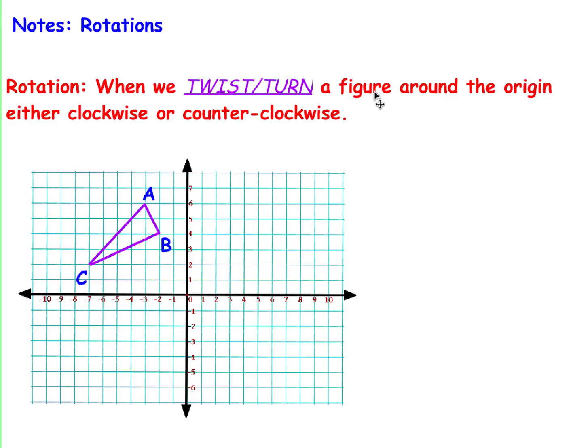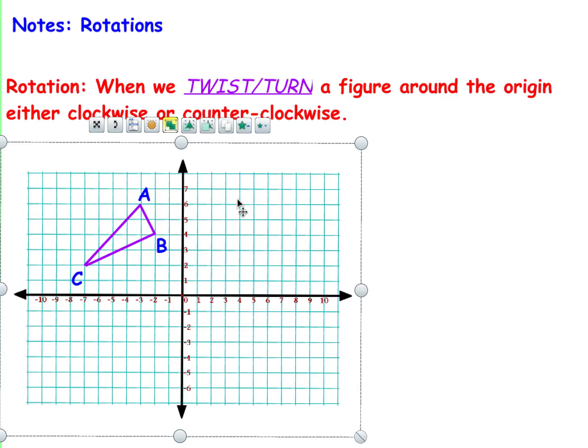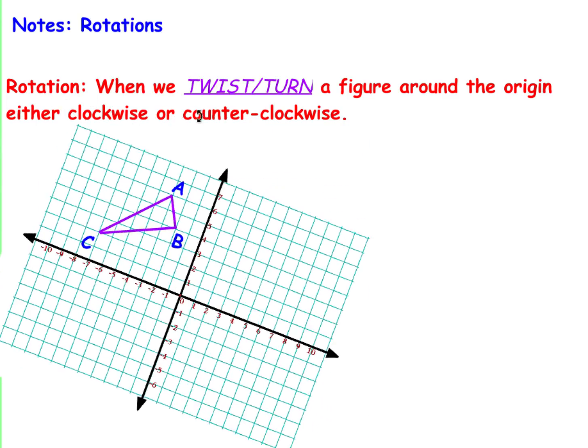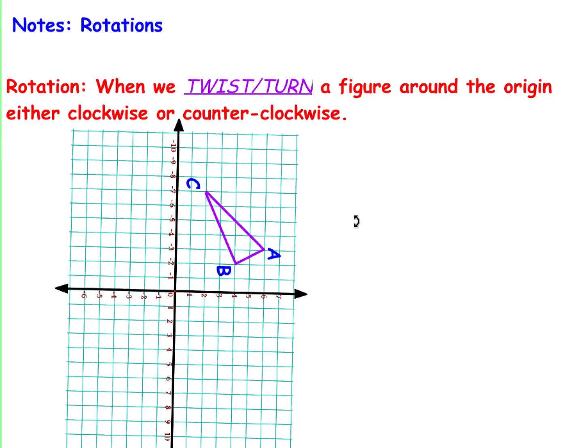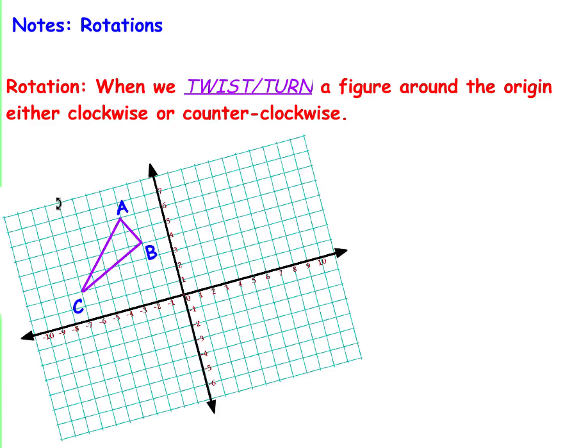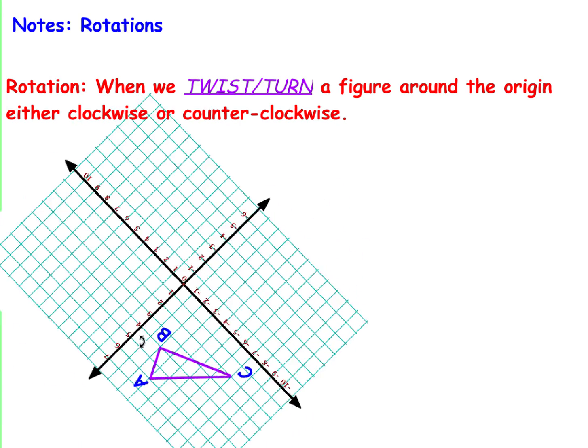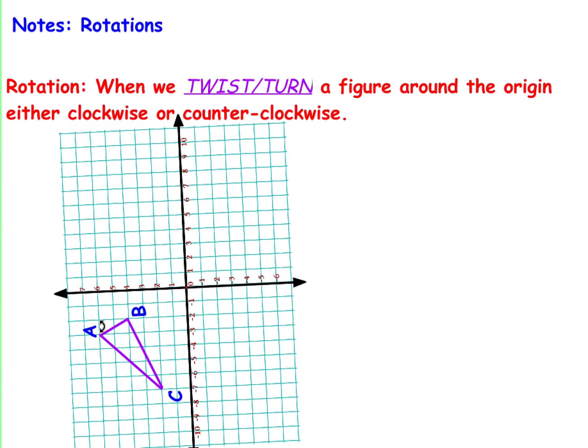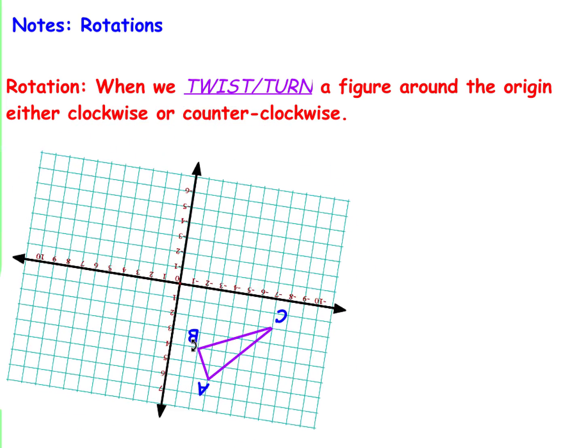We're going to twist it or turn it around the origin. The origin is this middle point right here, the (0, 0). We're going to turn it around that origin, either counterclockwise or clockwise. So I'm going to take this triangle right here and either rotate it clockwise, and that's going to be my resulting figure, or rotate it counterclockwise, where that could be my finishing figure, or I can even do 180 degrees.